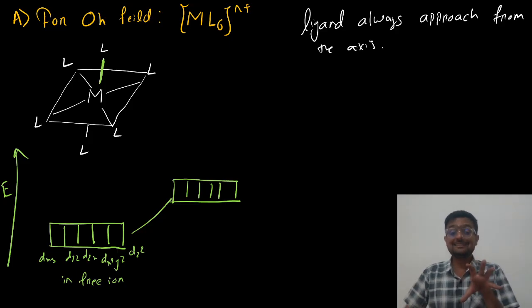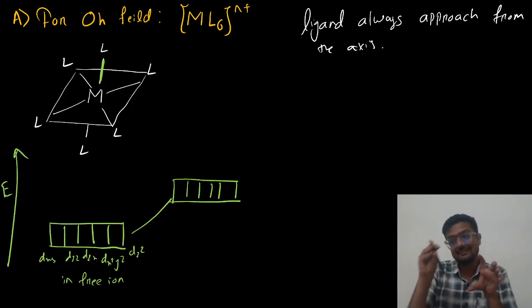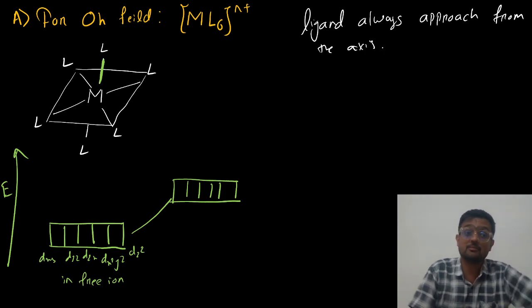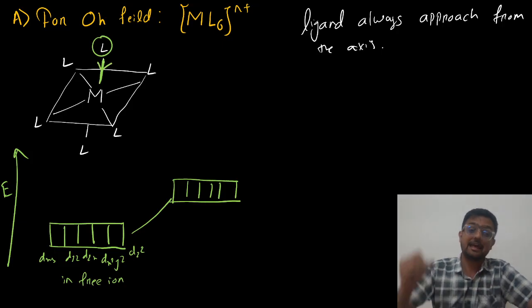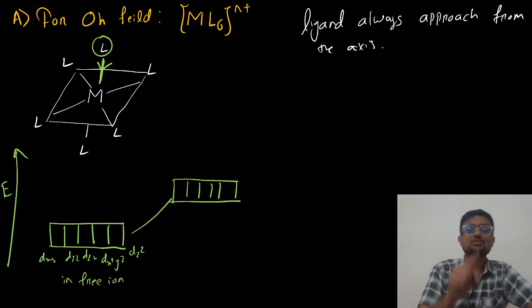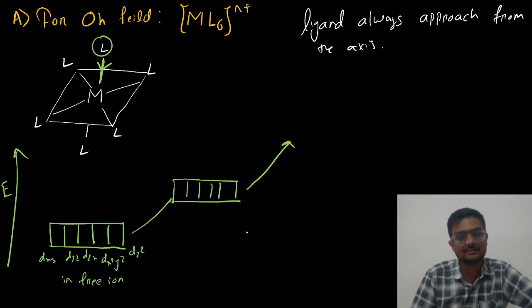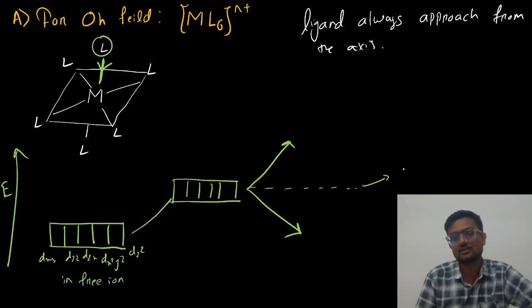Now when the ligand approaches the metal field, the interaction will be more. How will the interaction be more? When the ligand approaches the metal along the axis, those d orbitals whose lobes are present on the axis will feel more repulsion, so their energy will increase and a few will decrease. This is the zero energy. This zero energy is called the barycenter.